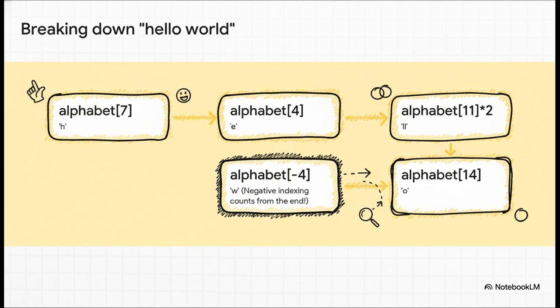To spell out hello world, we're just going to call up the right addresses from our alphabet list. So alphabet 7, that gives us our H. Alphabet 4 gets us the E. For the double L, we just grab alphabet 11, which is L, and multiply it by 2. Pretty neat, right? And then check out this last part, negative indexing. This counts from the end of the list backwards, so -4 is a super slick way to grab that W. It's a really handy shortcut to know.